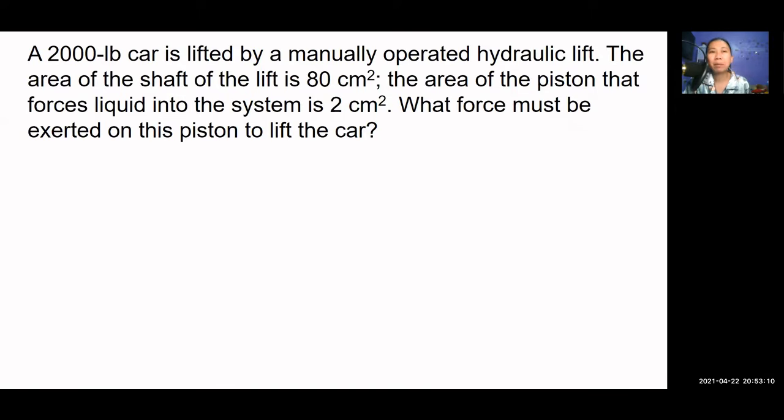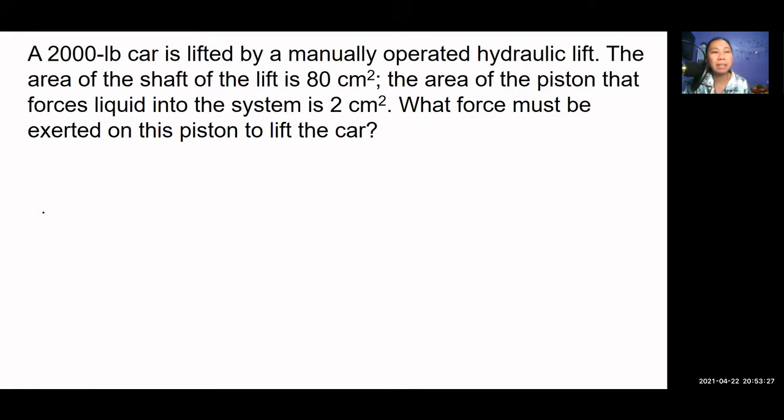A 2,000-pound car is lifted by a manually operated hydraulic lift. The area of the shaft of the lift is 80 square centimeters and the area of the piston that forces liquid into the system is 2 square centimeters. What force must be exerted on this piston to lift the car?